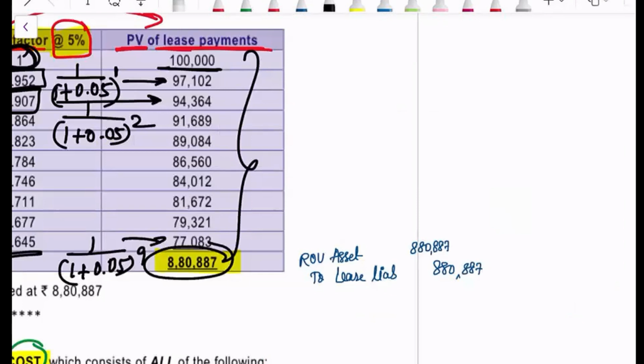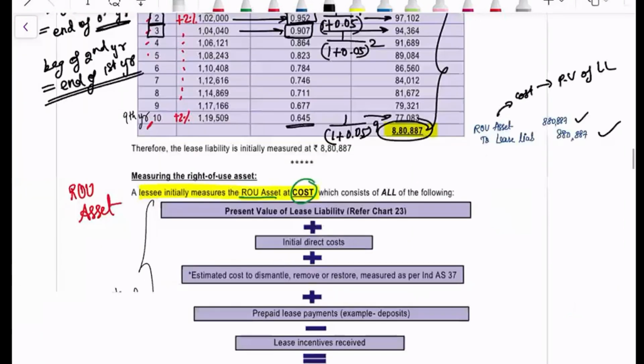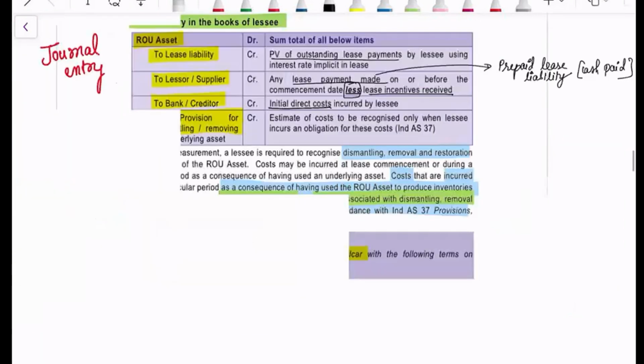ROU asset is nothing but the cost, and the first part of the cost is what? Present value of lease liability only. So to lease liability, it will be 8,80,887 and 8,80,887. Okay, I hope you understood that.